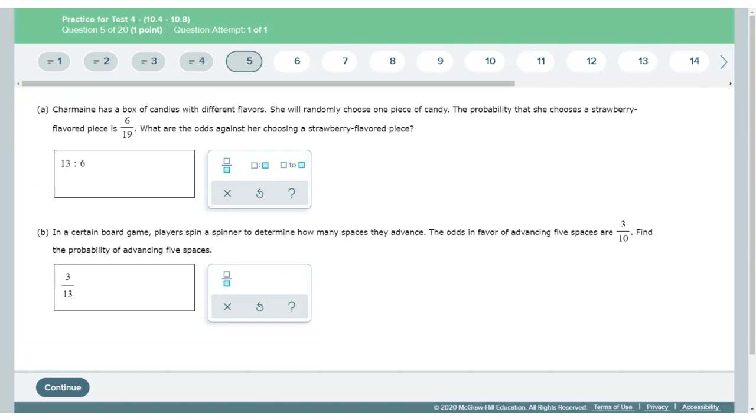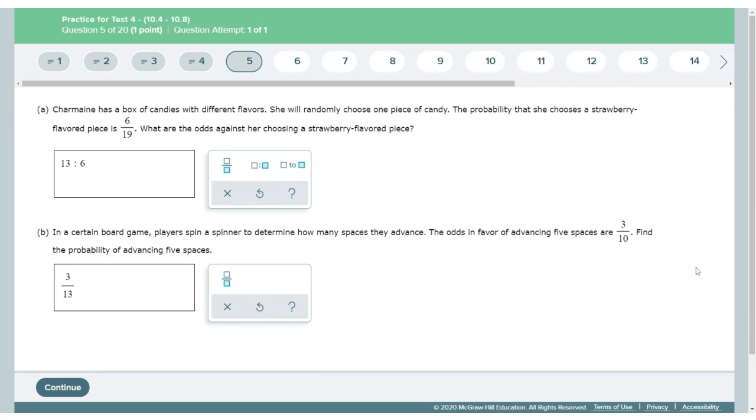This is one with a spinner, and so the odds in favor of advancing are 3 to 10. So the denominator has to be the sum of 3 and 10, which is 13. Now, since this is odds in favor, and we want the probability of advancing, then the first number in the odds, that 3, is the numerator for advancing.